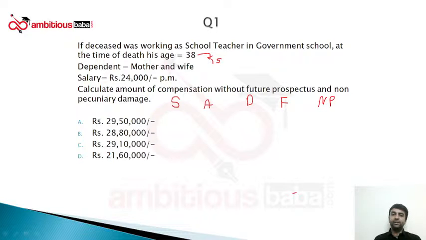First things first, like we did it in the OD section, age multiplier 15, dependent multiplier, there are two people who are dependent, he is a bachelor, so we will be taking 2 by 3, and salary you have to multiply it by 12 for the annual income, right? So let us write everything. 24,000 into 12, this is annual income, then age multiplier which is 15, then dependent multiplier which is 2 by 3, future prospects not applicable, NP not applicable.